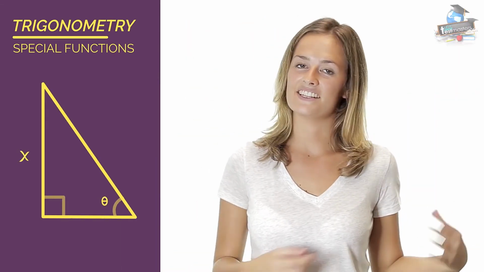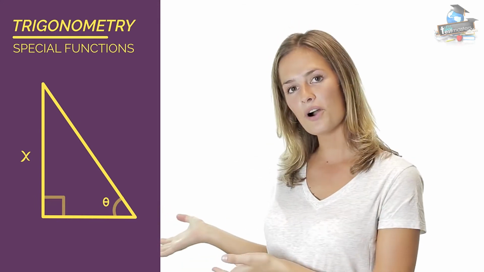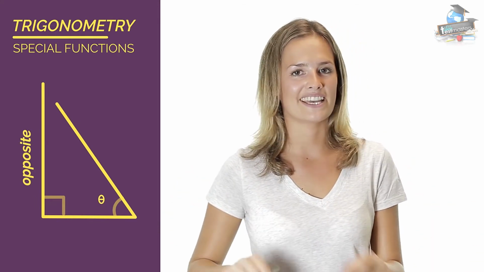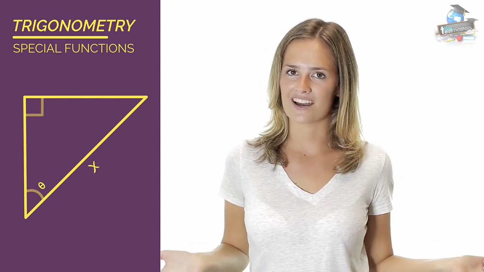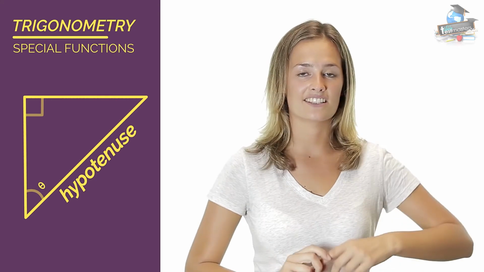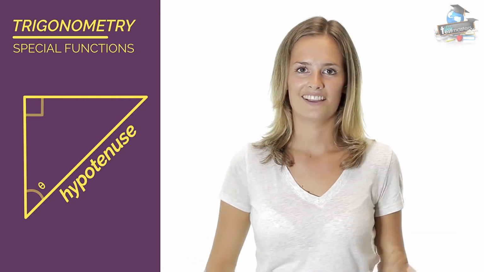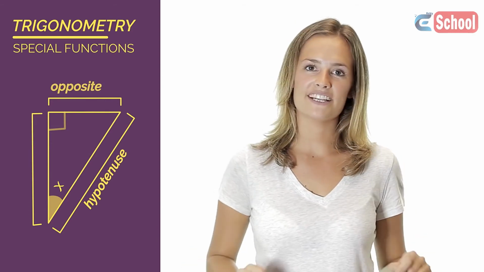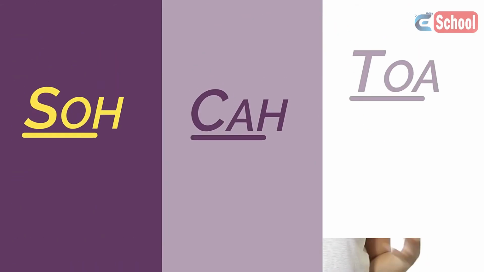So is this side the adjacent, the hypotenuse, or the opposite? It's the opposite because it is opposite the angle. What about this side? It's the hypotenuse because it's the longest side and it's across from the right angle. So now we know about the adjacent, opposite and hypotenuse, we're ready to learn about the special thing called SOHCAHTOA.